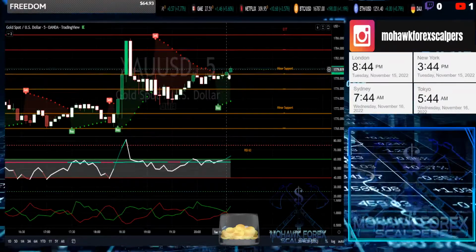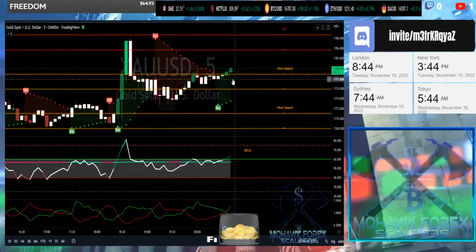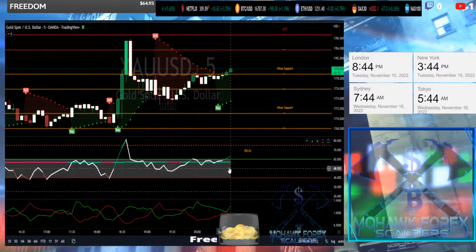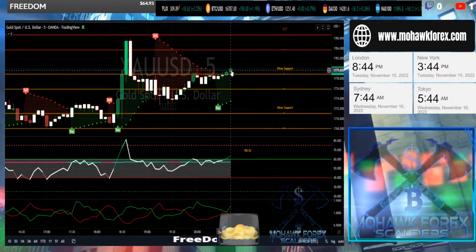That was a nice little $20 on gold. Nothing amazing this time of night. It's small moves. Vortex is back up. RSI has crossed the zone. You know, it might range around. It might go a little bit higher.